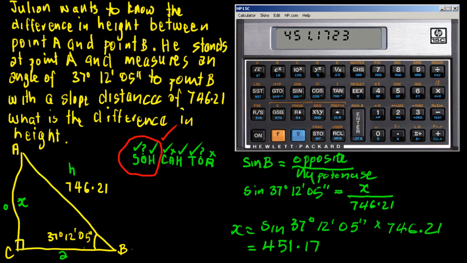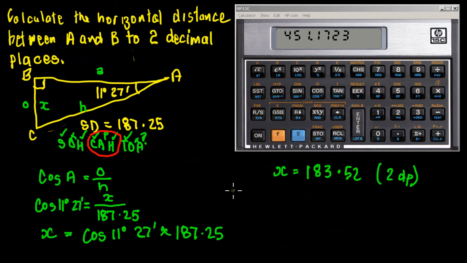Alright, so let's move on with more of the stuff that is attributed to Pythagoras in some ways and related in others. Calculate the horizontal distance between A and B to 2 decimal places. We'll ask for 2 decimal places this time. So what we've got here is an angle, 11 degrees 27, and we've got a slope distance of 187.25. Let's crack out the SOHCAHTOA.